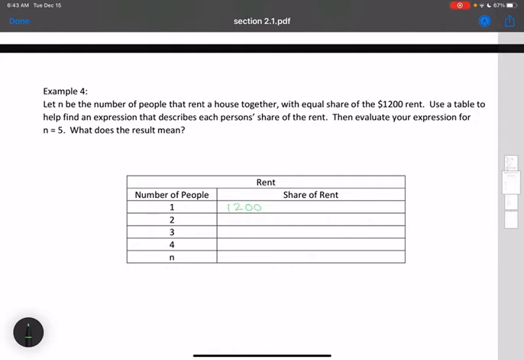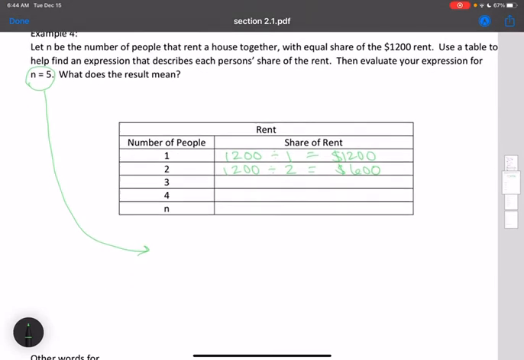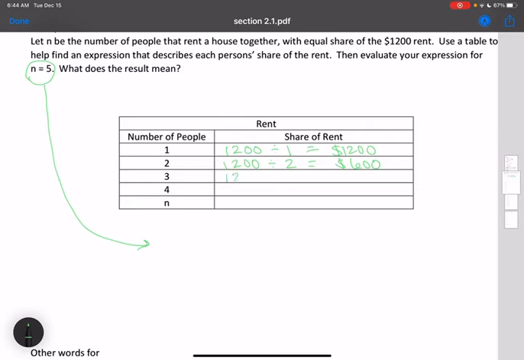So we have 1,200 divided by the 1 person would equal 1,200. 1,200 divided by 2 people, what would that be? 600. Okay, now I want you to hit pause. I want you to finish off the table, so do 3, 4, and n. And then once you have the n, I want you to plug in n equals 5 and tell me what you got. Okay, so hit pause, come back when you're ready.